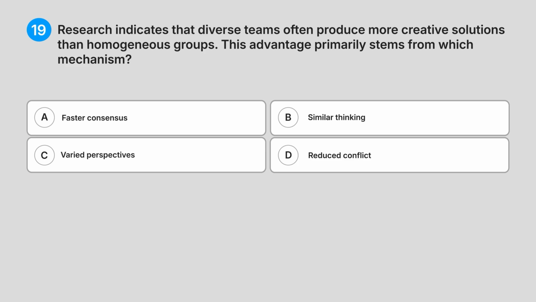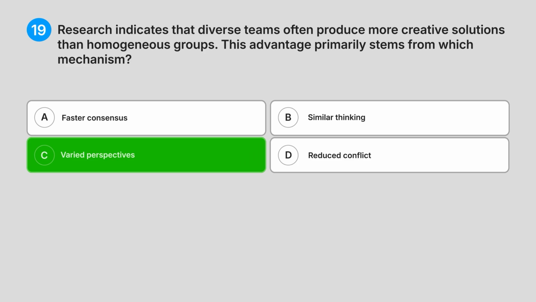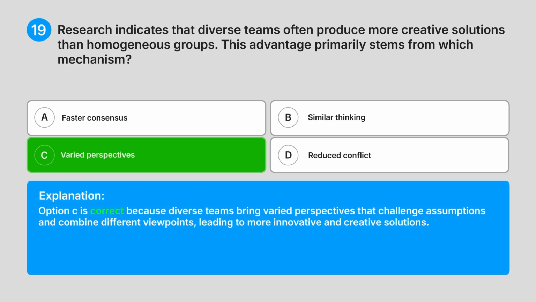Correct answer, C. Varied perspectives. Explanation. Option C is correct because diverse teams bring varied perspectives that challenge assumptions and combine different viewpoints, leading to more innovative and creative solutions.